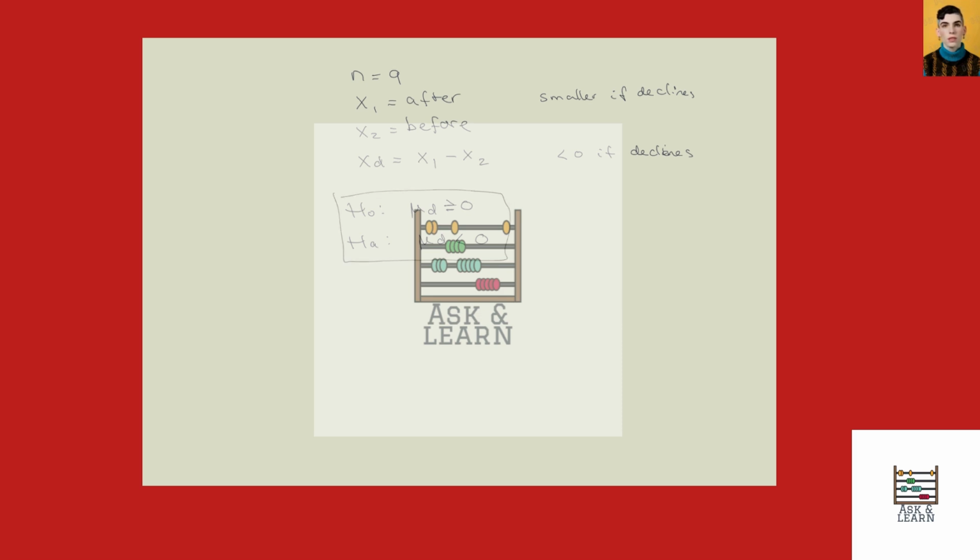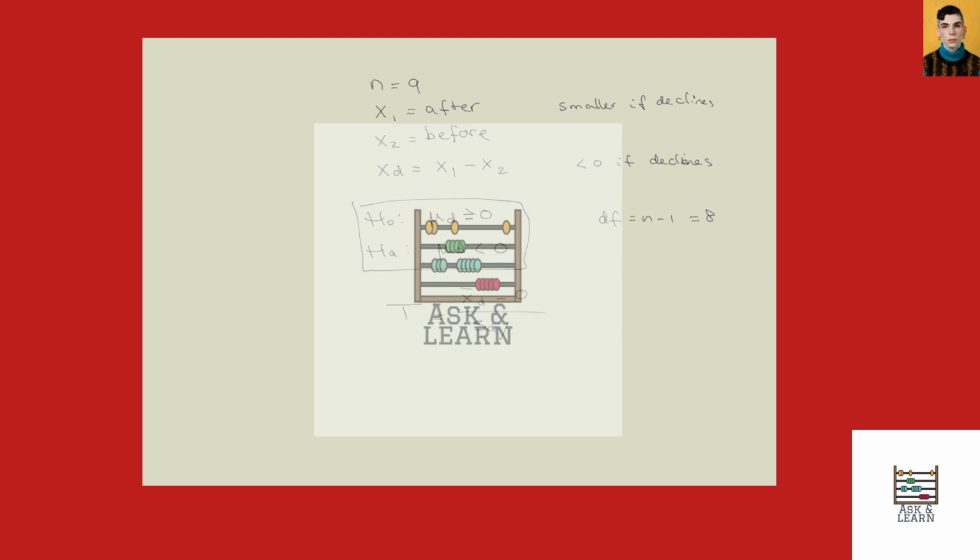So these are your hypotheses. And then for part B, we want to find the test statistic. Well, we have a small sample size, so we'll use a t. Our degrees of freedom will be n minus 1, so that is 8. Our t is going to be our x bar difference minus the null hypothesis difference, which is 0, divided by the standard deviation of the difference divided by the square root of n.